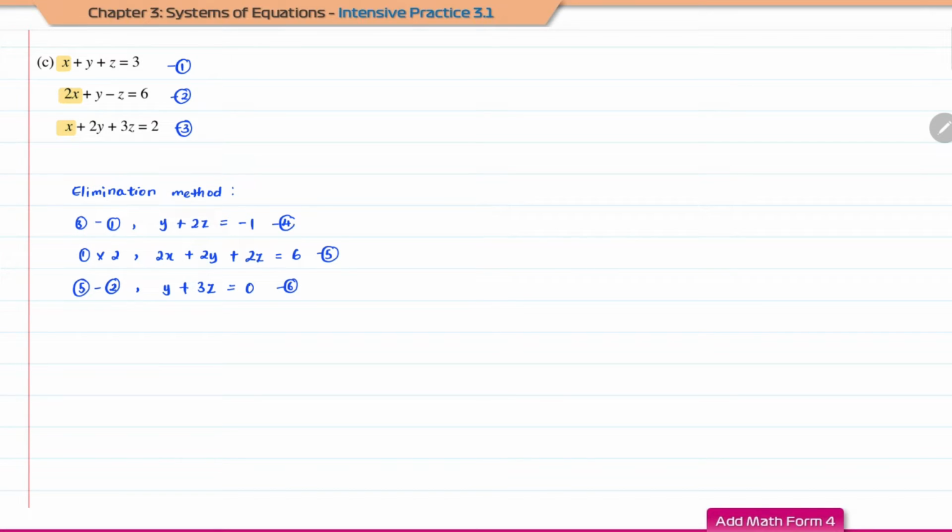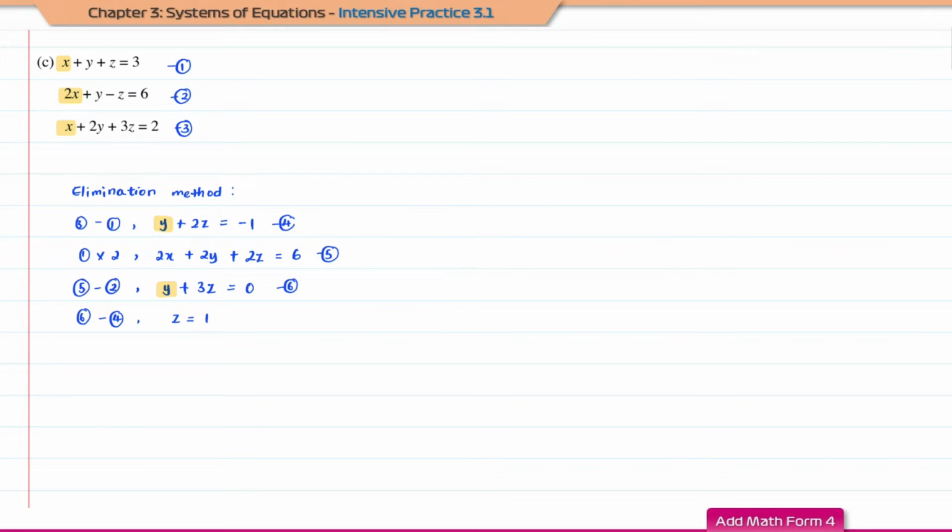Now let us focus on equations 4 and 6. So we have y with the same value, so I'm going to eliminate the y next. So I'm going to use equation number 6 minus equation number 4. So y minus y is 0, 3z minus 2z is z, and then 0 minus negative 1 is equal to the positive 1. Therefore, the z is equal to 1.